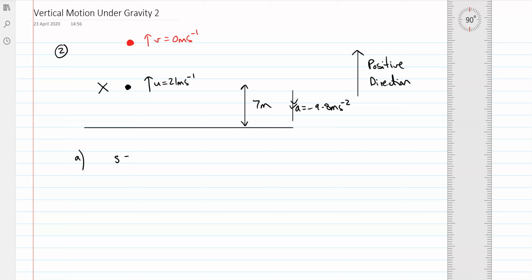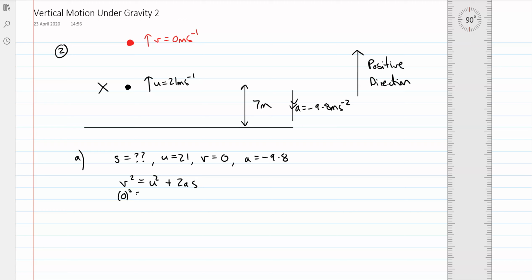So the greatest height, we're looking for S in this question. So we don't know what S is, but we know that U is 21, V is 0, and our acceleration due to gravity is minus 9.8, acting against the motion initially. So to find our displacement from X here, we can use V squared equals U squared plus 2AS. That's the formula that has these 4 variables in.